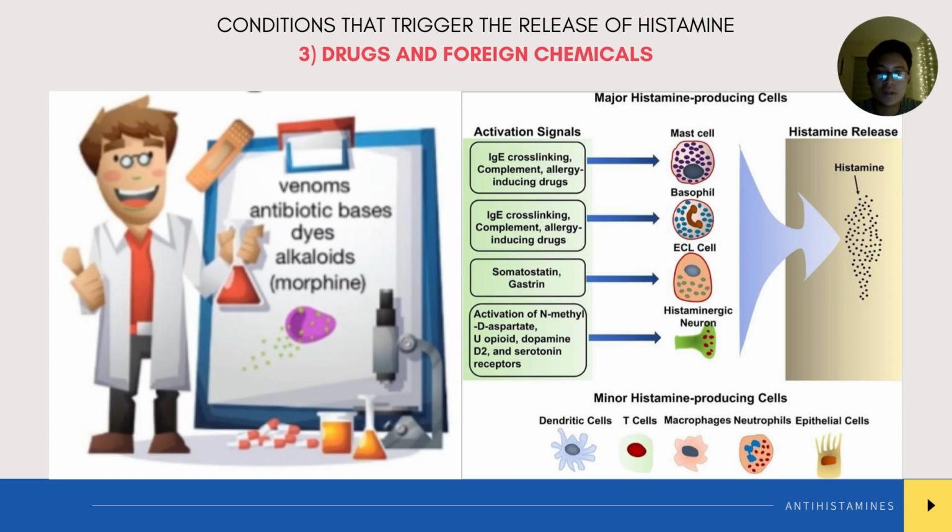Finally, the third major stimulus which triggers histamine release can come from drugs and foreign chemicals or compounds found in venoms, antibiotic bases, dyes, and alkaloids such as morphine. So these are a few examples that can directly displace histamine from the granule stores.